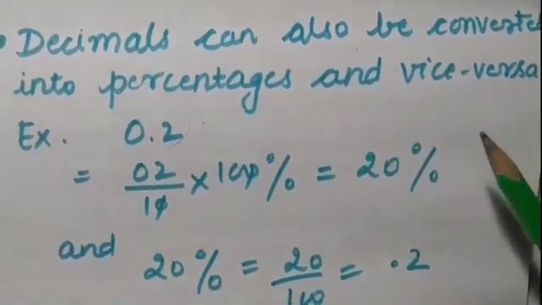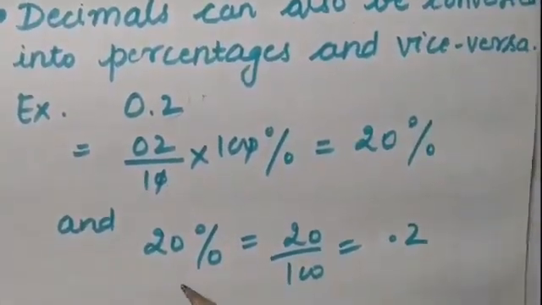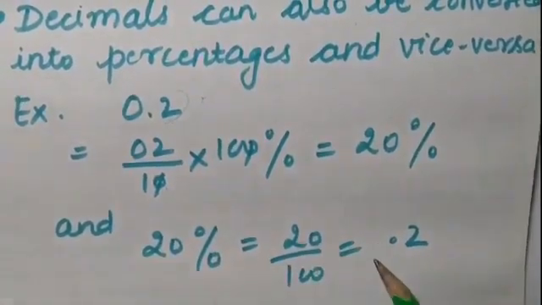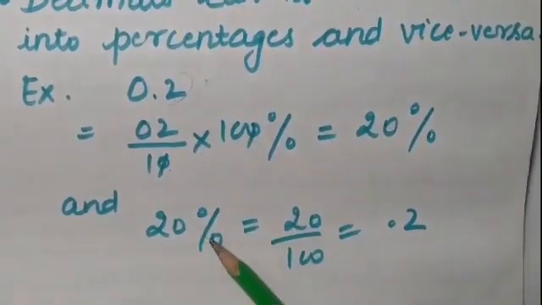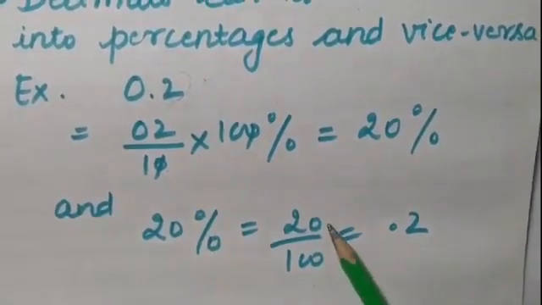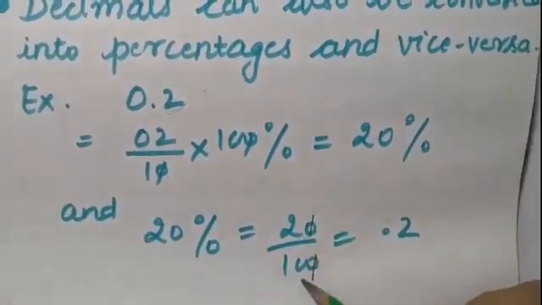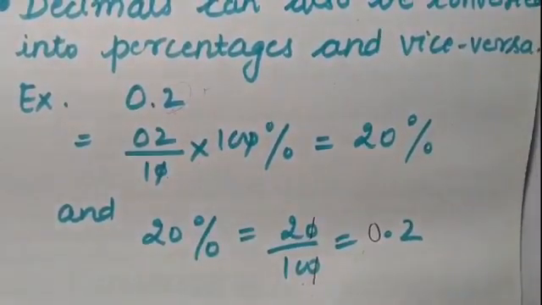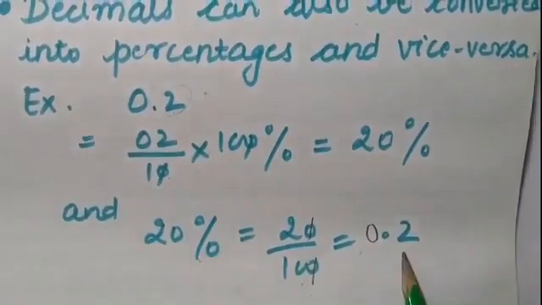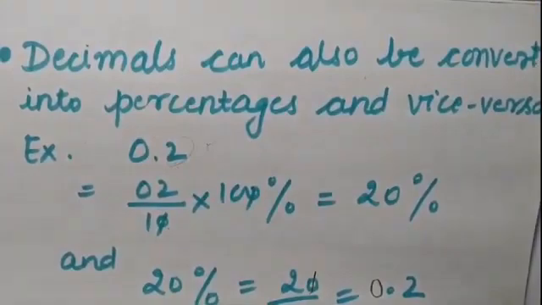Now come to the converse. Converse means how you will convert percentages into decimals. Suppose we have been given 20% and we have to convert it into a decimal. So 20% can be written as 20 over 100, because percentage itself means out of 100. Now in simplest form, the 0 is cancelled with the 0. 2 over 10 can be written as 0.2. This is how we have converted a percentage into a decimal. I hope it is clear how you will convert decimals into percentages and percentages into decimals.